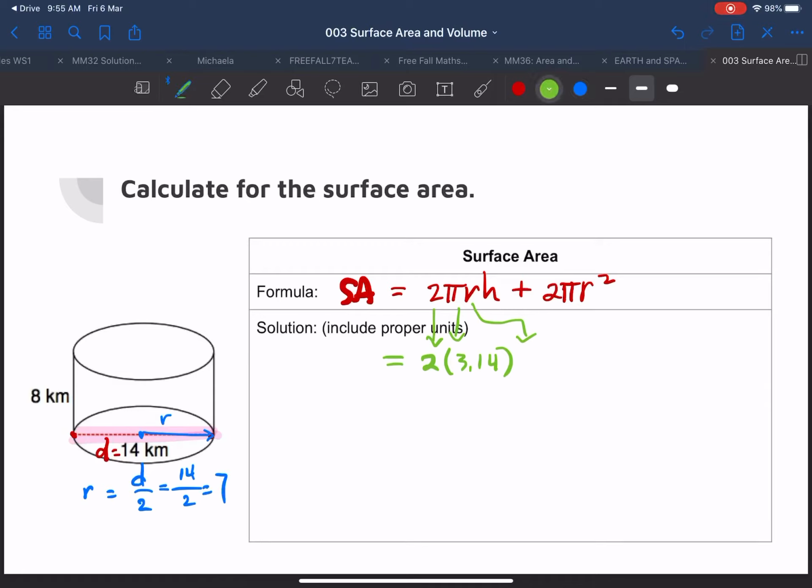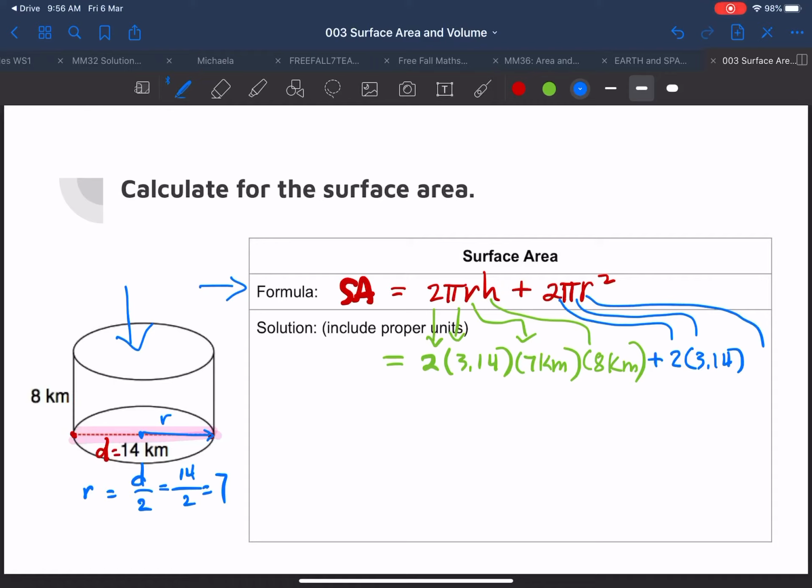Please remember that, okay? So radius would be 7 kilometers, okay? And the height is 8 kilometers. That's all I did. I just substituted the values. Know your formula. Look at the object and substitute the values, okay? Plus 2 pi, and again radius, which is 7 kilometers squared. That's it. Just copy the values and then you multiply. Okay, so what am I going to do first? I am going to multiply all of these numbers.